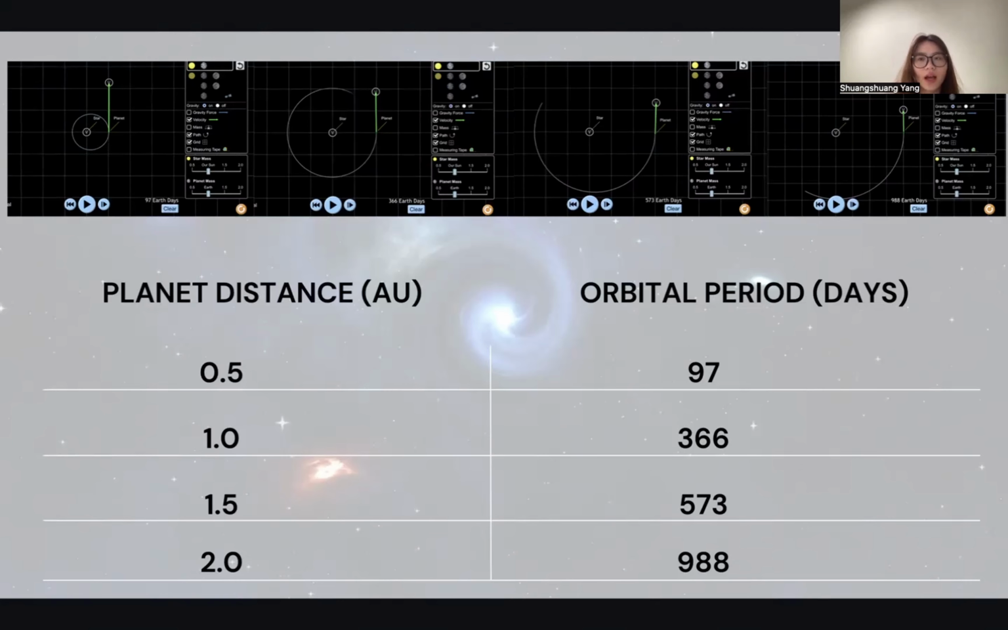I think the 1 AU result is especially useful because it came out at 366, which is very close to Earth's normal orbital period. And also, while doing these trials, I noticed that changing the orbital distance alone was not enough. I had to keep adjusting the green velocity arrow to get something close to a circular orbit. If the velocity was too low, the orbit would fall inward and become much more curved. And if the velocity was too high, the orbit would stretch out too much.